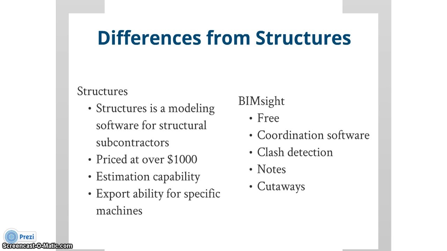Some of the differences between BIMsight and Structures. Tekla Structures is a modeling software for structural subcontractors. The software is priced at over $1,000, and it's capable of doing estimation and exporting of shop drawings for specific machines, such as a CNC machine. Whereas BIMsight is a free software used for coordination, clash detection, notes, and it has the ability to do cutaways to view your project.